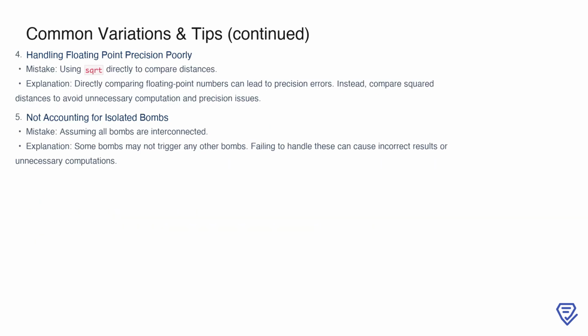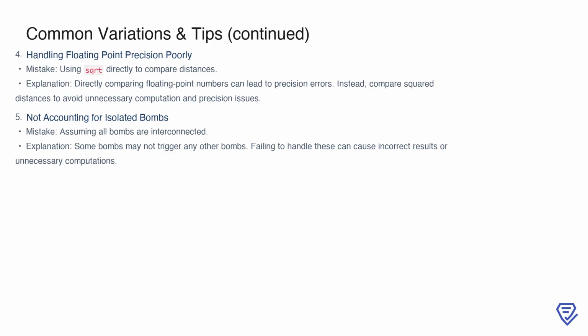Another challenge comes with handling floating point precision. Using sqrt directly to compare distances can lead to subtle precision errors. A better approach is to compare the squared distances instead, avoiding unnecessary computations while also improving numerical stability.